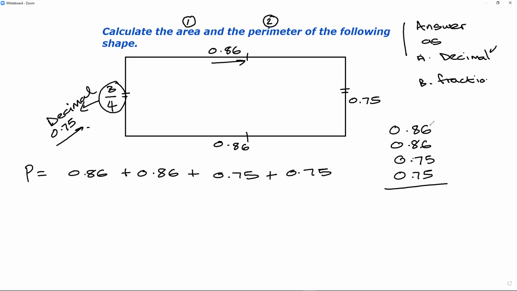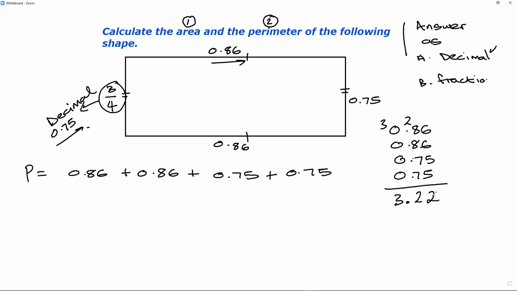Let's start with the units. 6 plus 6 is 12, plus 5 is 17. 17 plus 5 is 22. 2 plus 8 is 10, plus 8 is 18, plus 7 is 25. 25 plus 7 is 32. Carry the 3 and you end up with 3.22.